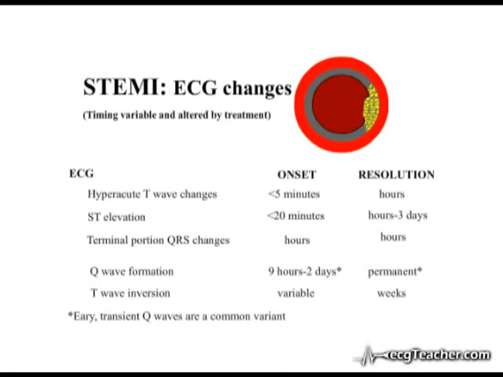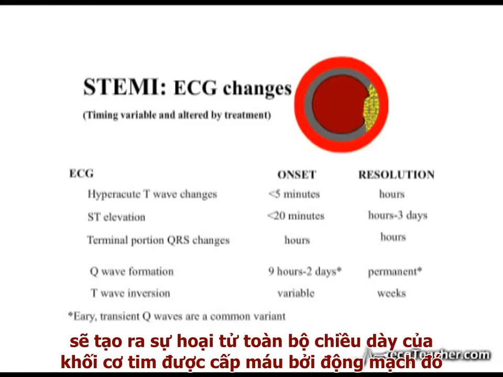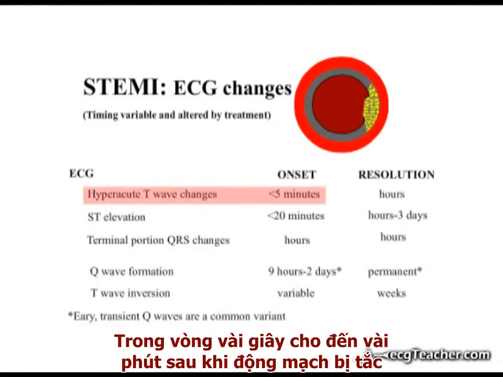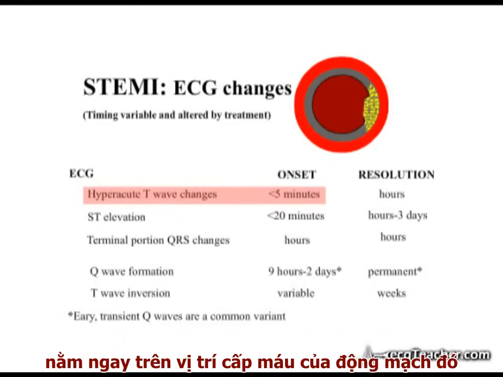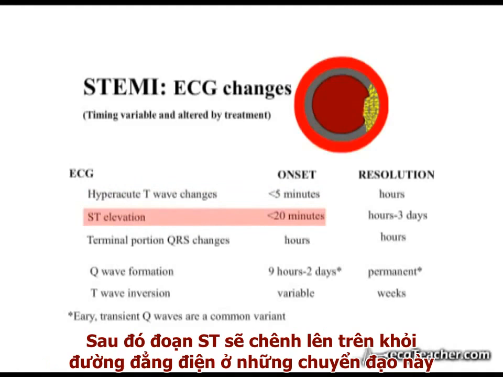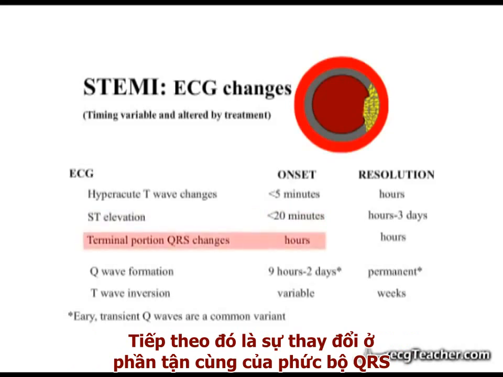So, to recap, persistent complete occlusion of the lumen of a coronary artery or one of its major branches places the full thickness of myocardium supplied by that artery at risk of infarction. Within seconds to minutes of vessel occlusion, symmetrical peaked T waves are observed in the leads directly overlying the blood-deprived area of myocardium. This is followed by elevation of the ST segments above the isoelectric line in these leads, and this in turn is followed by alterations to the terminal portion of the QRS complex.